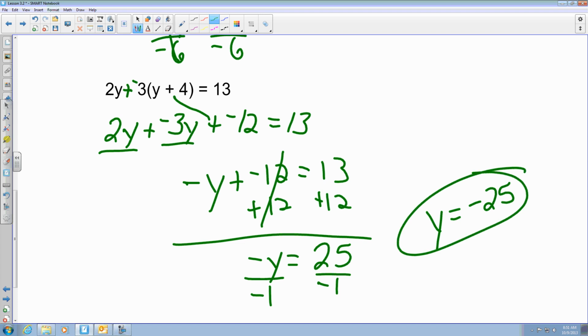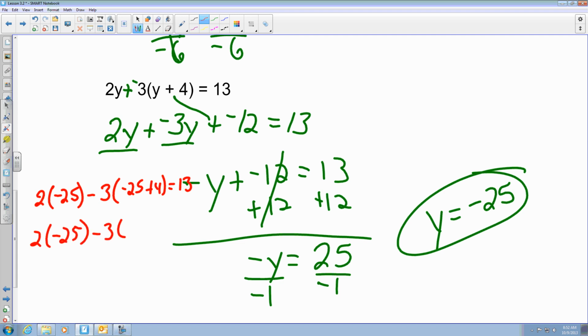And if you wanted to check it, to see if it held true, let's take a look. So I've got 2 times negative 25 minus 3 times the quantity of negative 25 plus 4, see if it equals 13. Let's use the parentheses first. Negative 25 plus 4 gives me a negative 21. So I've got 2 times negative 25 minus 3 times negative 21. See if it equals 13.